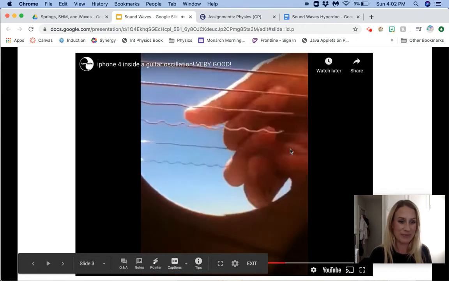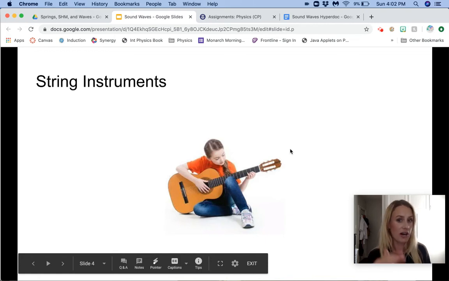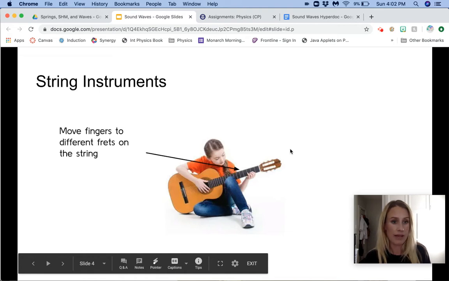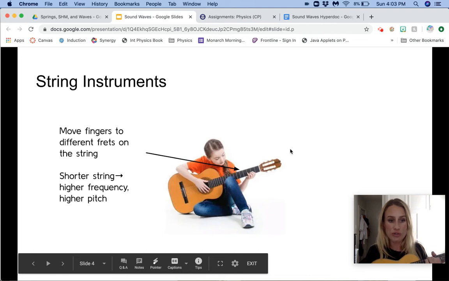Cool. Pretty cool. Okay, so string instruments like a guitar, a ukulele, etc. There's three ways to change frequency on a string instrument. Number one is that we would move our fingers to different frets on the string. So if I played this top string, if I shortened the string and I pushed down right here, I get a higher pitch sound. So pitch is the word that we use to describe frequency, okay? So a higher pitch, higher frequency, okay? So a shorter string, you get a higher frequency and a higher pitch. Longer string, lower frequency, lower pitch.